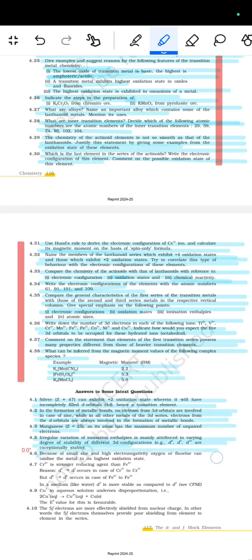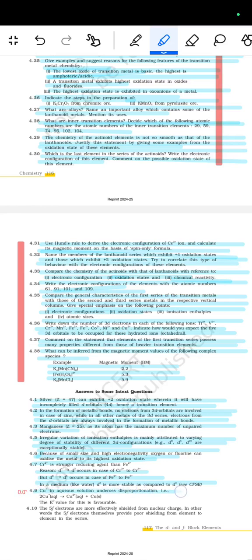Because of its small size and high electronegativity, oxygen or fluorine can oxidize the metal to the highest oxidation state. Cr2+ is a stronger reducing agent than Fe2+. d4 to d3 occurs in the case of Cr2+ to Cr3+, but d6 to d5 occurs in the case of Fe2+ to Fe3+. In a medium like water, d3 is more stable as compared to d5.